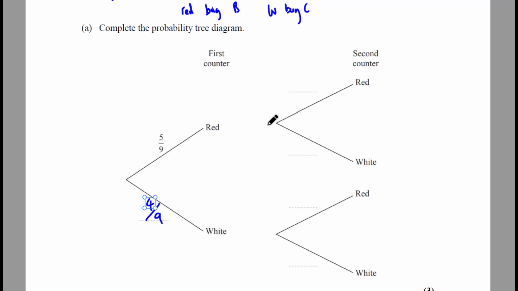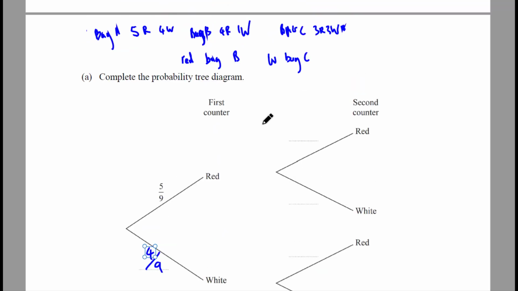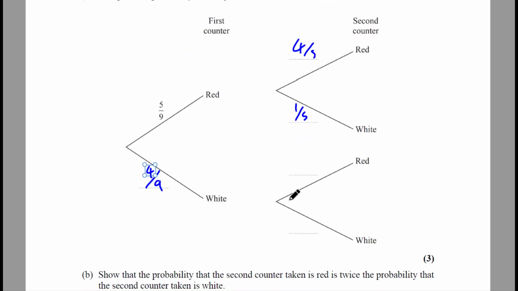So if it's red, it's taken out of bag B. In bag B there are 5 balls in total, so that's 4 out of 5, and the white is 1 out of 5. If it's white, it's taken from bag C, which is 3 red and 3 white. So that's 3 out of 6 and 3 out of 6, and you can make that a half and half. If this was a non-calculator paper, I'd do that to make the numbers easier to work out.